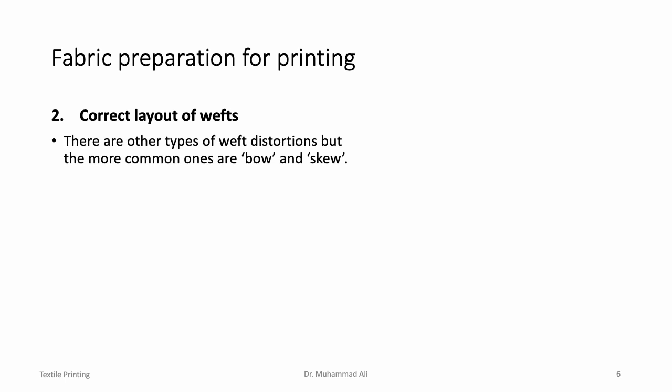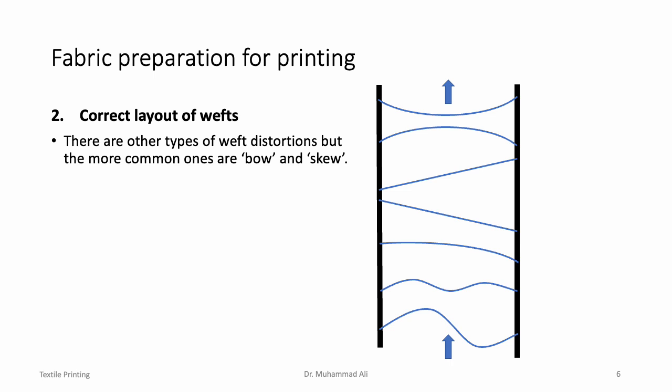There are other types of distortions as well that can occur in a fabric during processing, but the bow and skew distortions that we have just discussed are the more common ones. This image here is showing different possibilities of the distortions that can occur in a weft thread. Now, the simple bow and skew and their simple combinations can be removed from the weft threads.